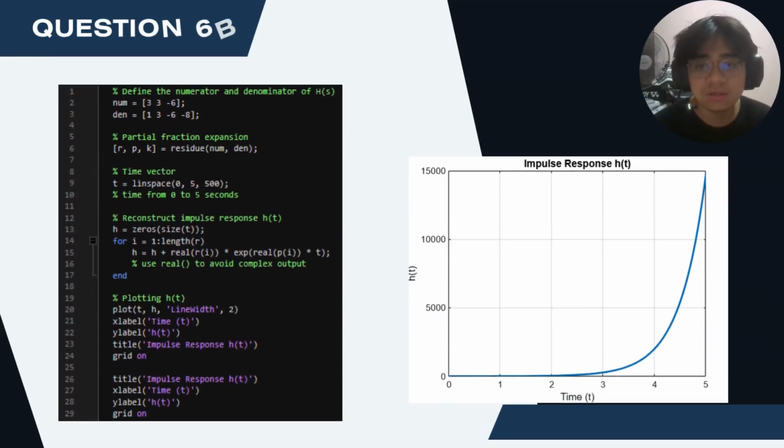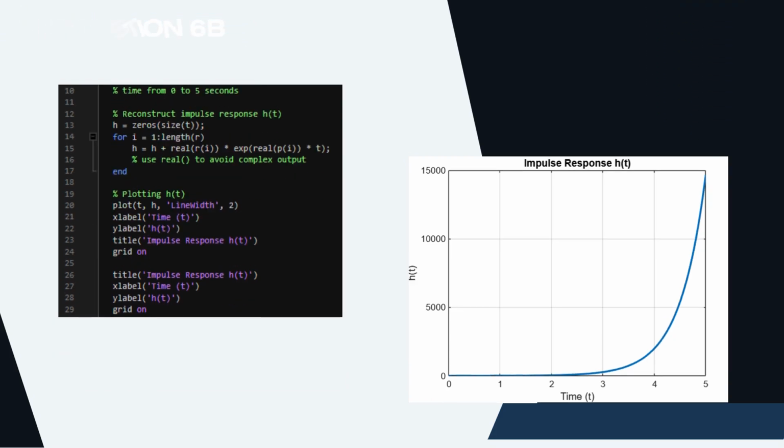Question 6b is the continuation of question 6a. Instead, we need to find the impulse response using the residue function. As you can see, the impulse response ht is plotted beside, and the code is from the function in question 6a using the residue function.